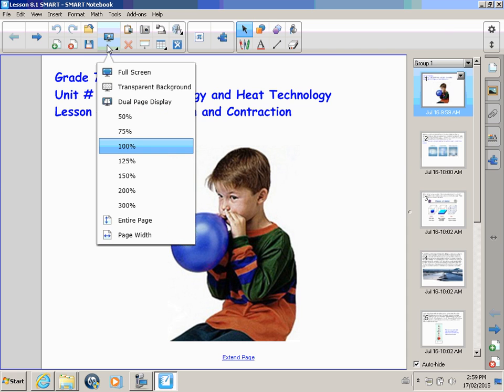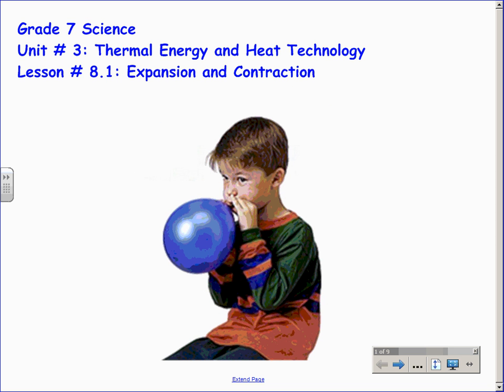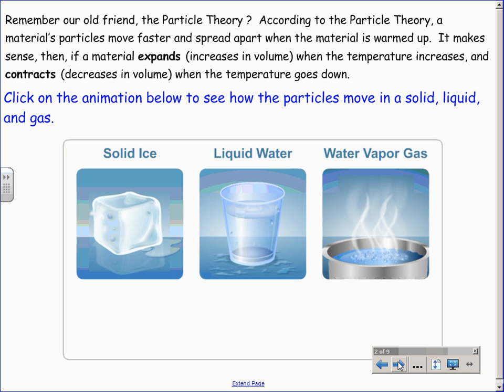All right, grade 7, we have time for another flipped classroom lesson. Our topic is still thermal energy, and today we're going to talk about expansion and contraction. Remember our old friend, the particle theory? Talked about the particle theory a lot this year. Well, according to particle theory, a material's particles move faster and spread apart when the material is warmed up. It makes sense then if the material expands when the temperature increases and contracts when the temperature goes down.